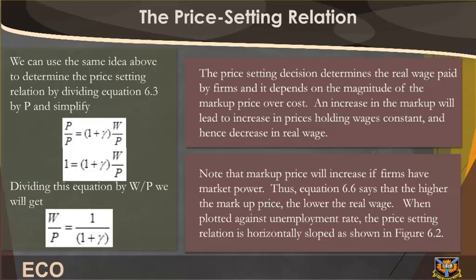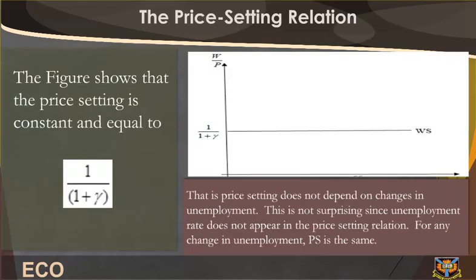When plotted against the unemployment rate, the price-setting relation is horizontal, as shown in figure 6.2. The figure shows that the price setting is constant, that is, price setting does not depend on changes in unemployment. This is not surprising since the unemployment rate does not appear in the price setting relation. For any change in unemployment, PS is the same.